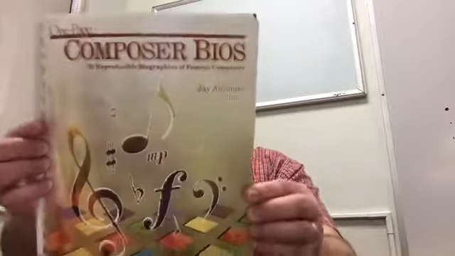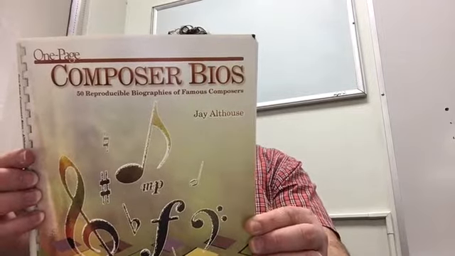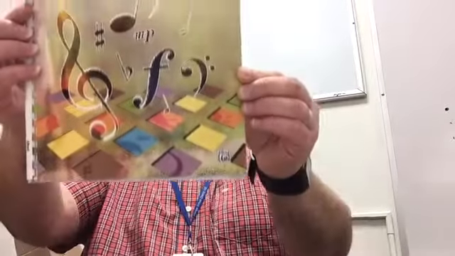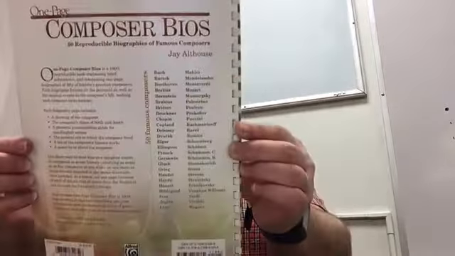And I'll show you a few features of the book and one way in which I use it every year, 2 or 3 times each year. Again, the title is One Page Composer Bios. The subtitle is 50 Reproducible Biographies of Famous Composers. And the author is Althouse. Here's the title, subtitle, author. Here's the front cover. Here's the back cover.